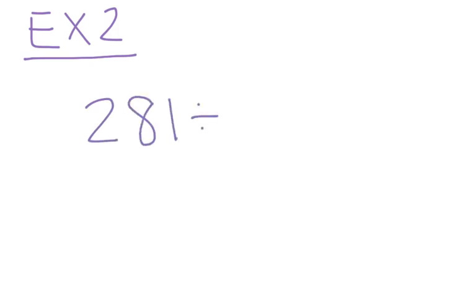Let's try another example. So in example 2, I have 281 divided by 3. I want to find about how much that's equal to. So just as I did before, I'm going to look at the divisor, 3. I'm going to think about multiples of 3. So 3, 6, 9, 12, and so on. I'll change my ones place to a 0 in my dividend, and then think about, what numbers are close to 28 that I can divide by 3? Well, I could go down to 27, or I could go up to 30.